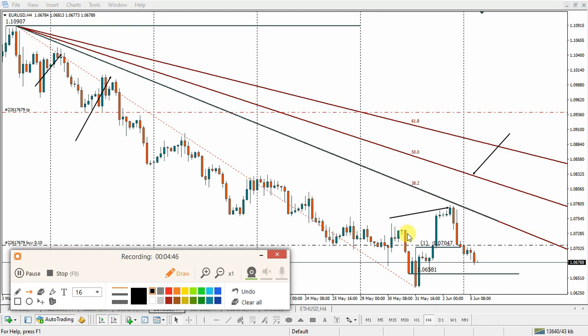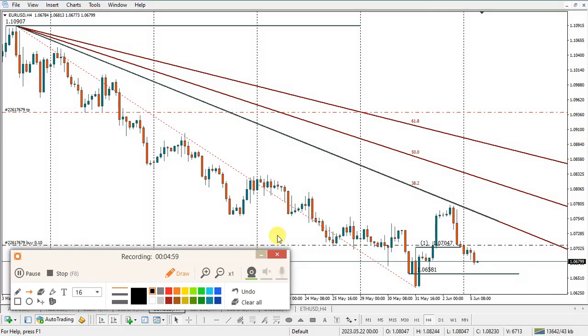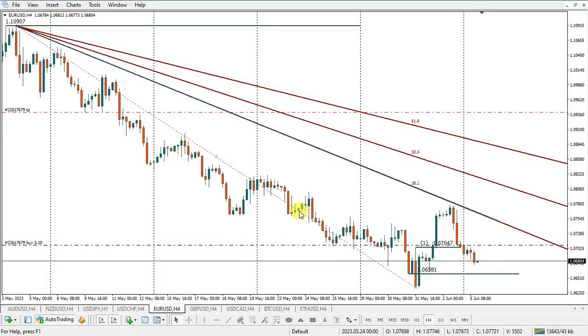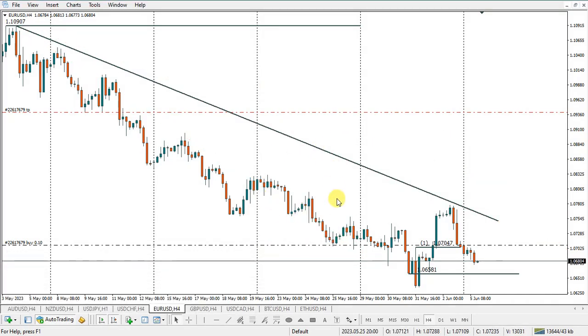Let me just clean this up, and then we're going to look at another example here. Let's take this out. So this is what we know: 38.2 really holding and really rejecting, bouncing price off of that level there. Okay, perfect. Let's go and look at the pound dollar.